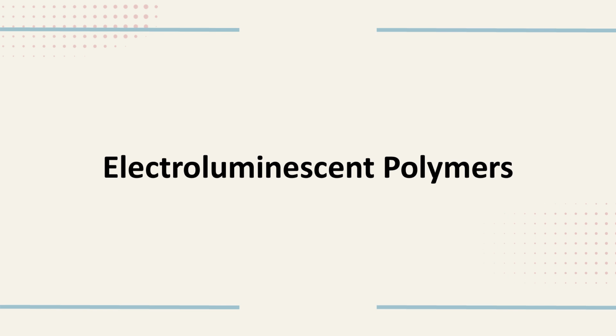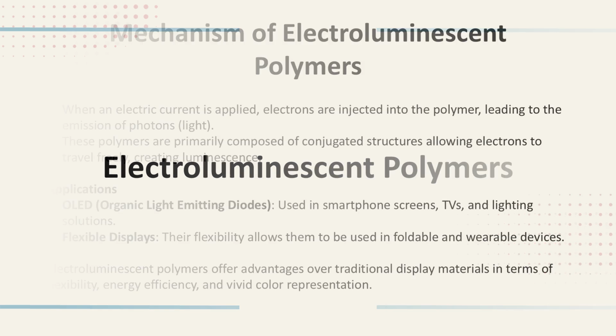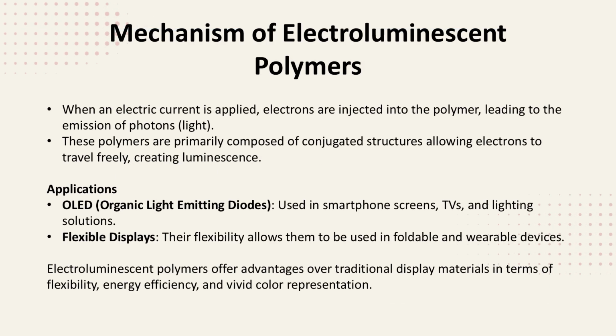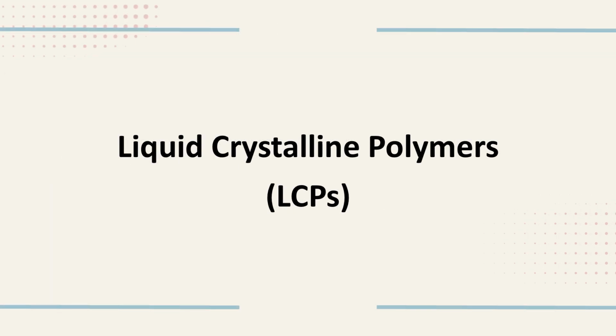Electroluminescent polymers are organic compounds that exhibit electroluminescence, making them suitable for display technologies. Electroluminescent polymers emit light when an electric current passes through. This property makes them valuable for OLED displays, flexible screens, and lighting solutions, providing advantages in flexibility, energy efficiency, and vibrant colors. Liquid crystalline polymers are unique materials that possess both liquid and crystalline properties.